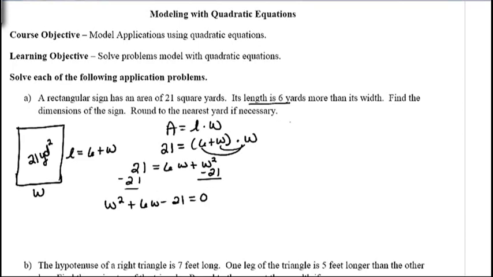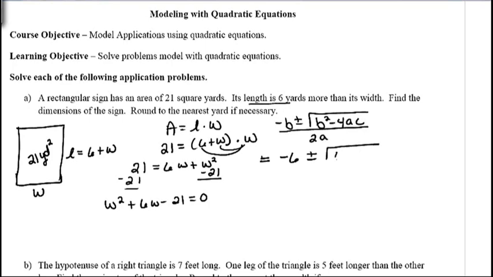So that means we need to use the quadratic formula, which is negative b plus or minus the square root of b squared minus 4ac all over 2a. So b for us is 6, so that'll give us negative 6 plus or minus the square root of 6 squared minus 4 times a, and a for this one is 1, the number in front of w squared, and then times c, which is negative 21. And then it's all over 2 times a, but our a is just 1, so we're just going to be dividing that by 2.